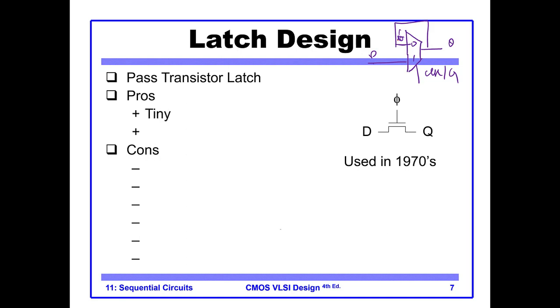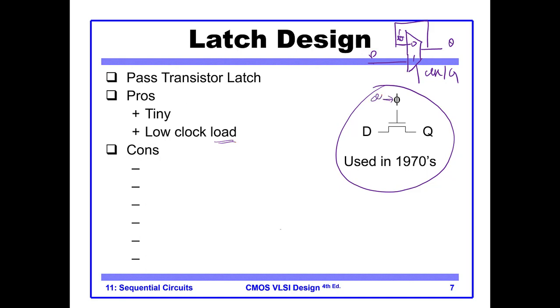One way that was used in 1970 was a single NMOS. So the gate is connected to your clock signal, and the input and the output are connected to source and drain. The advantage is that it is tiny and low clock load. It does not load the clock. This is our clock signal. And what are the disadvantages?